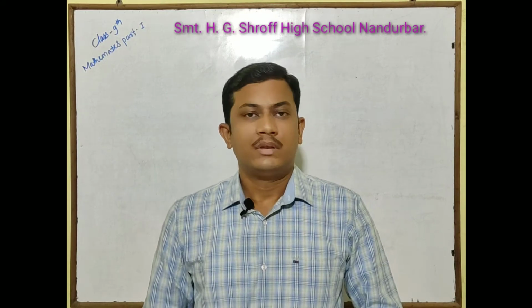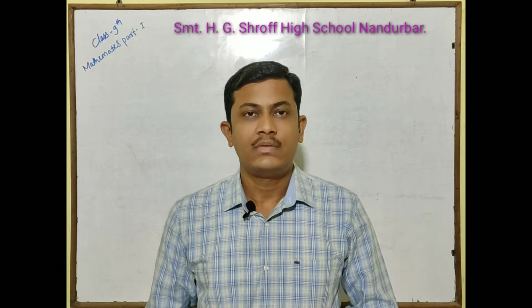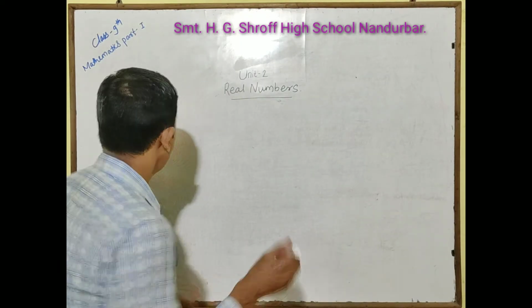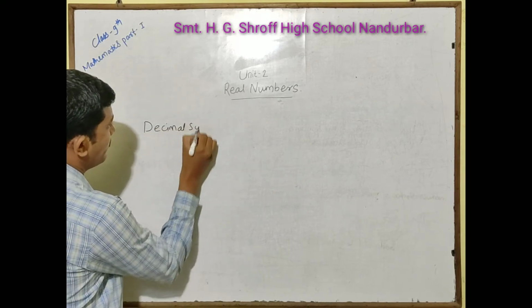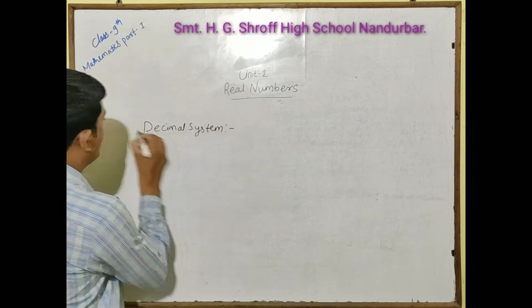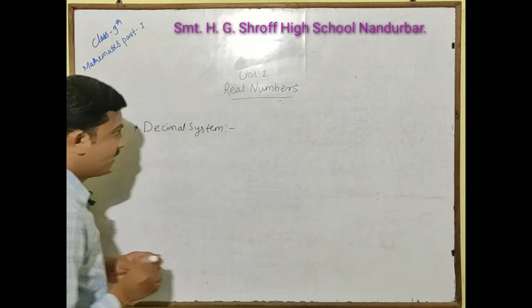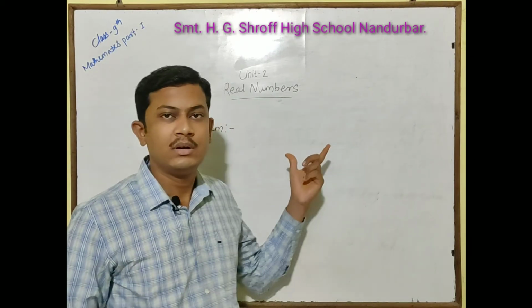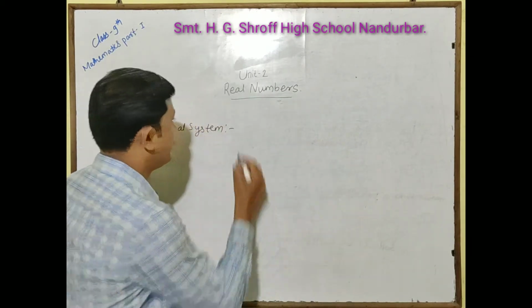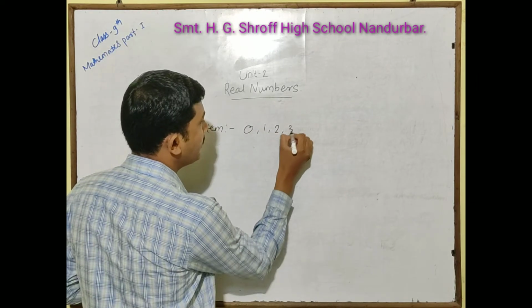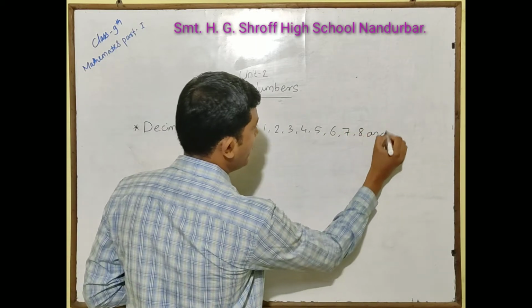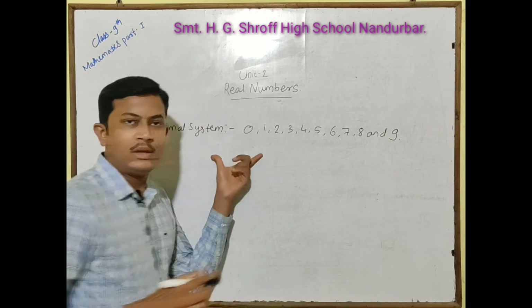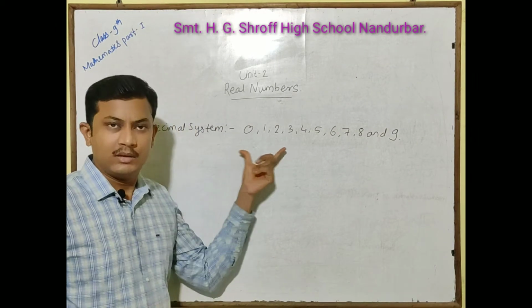First of all, we will see numbers. Numbers are at the heart of mathematics. About the decimal system: the decimal system consists of base 10 numbers, that is 0, 1, 2, 3, 4, 5, 6, 7, 8 and 9. We humans use this decimal system for interaction.